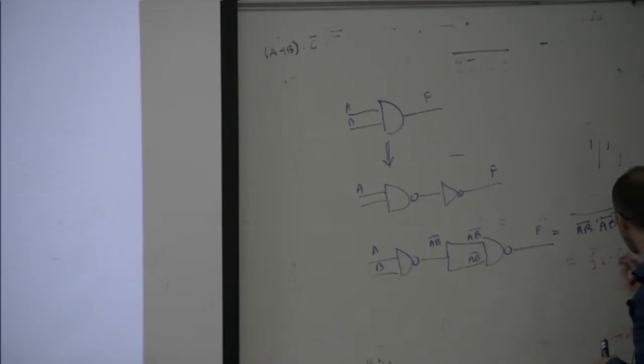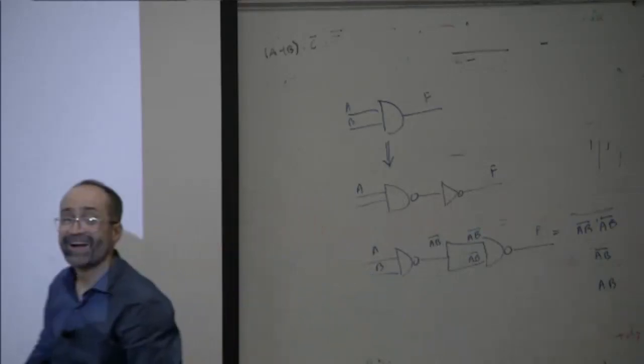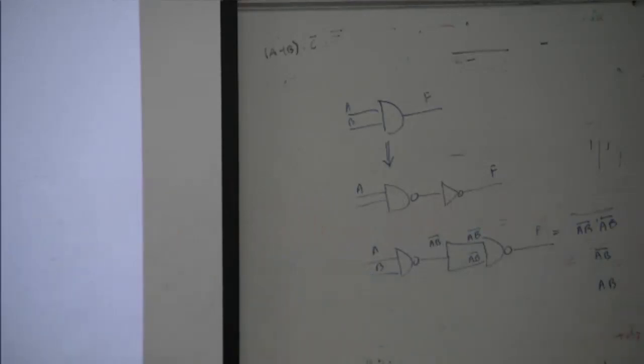F1 dot F1. What is F1 dot F1? F1, and then double bar. So F1 is actually AB whole bar. It will become F1 and F1, and we can write it once: AB bar whole bar. This whole bar is from here, and AB double bar is AB. Now we have converted an AND gate using NAND gates.